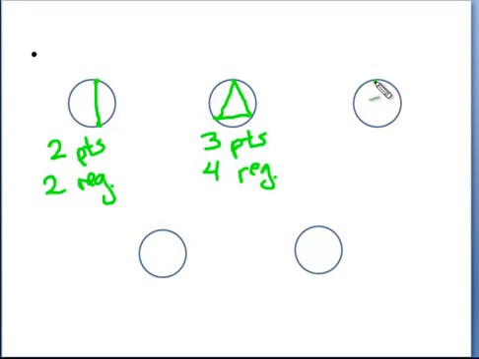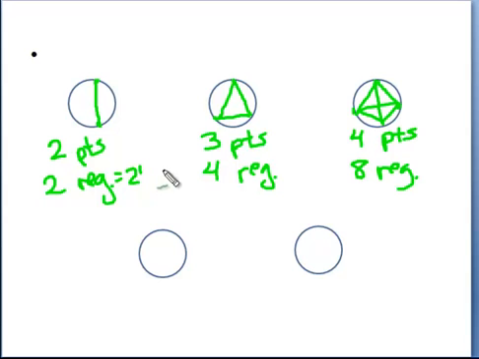If we have 4 points and connect them all, we have 1, 2, 3, 4, 5, 6, 7, 8. And we have a pattern here. We have 8 regions. We have powers of 2. This is 2 to the 1. This is 2 squared. This is 2 to the 3rd.